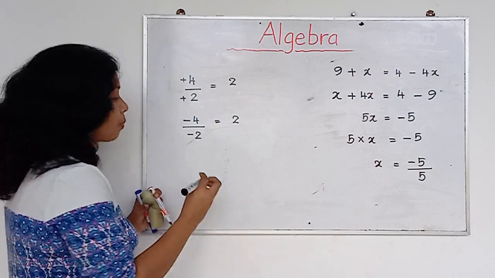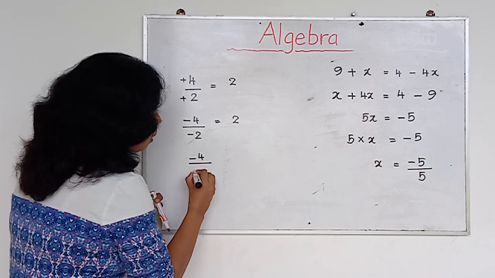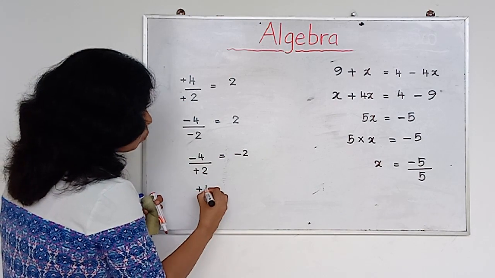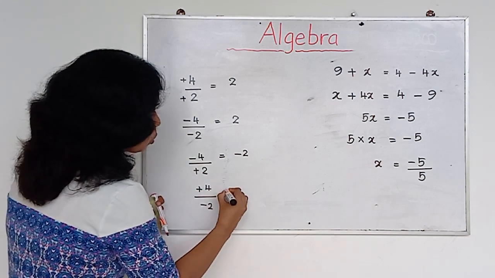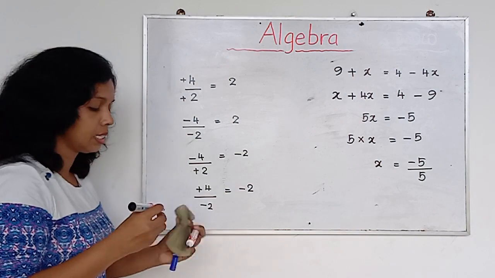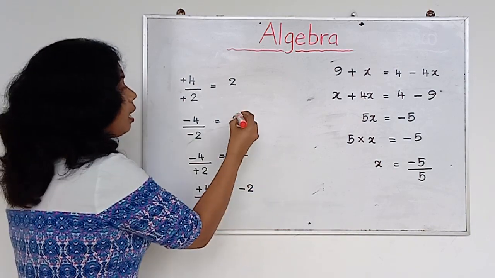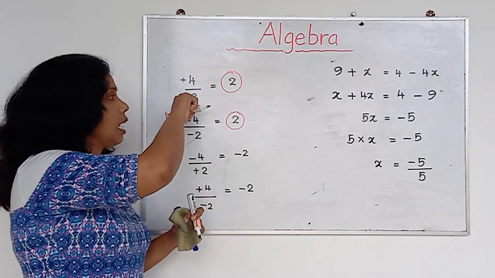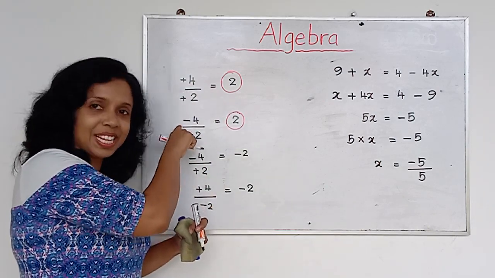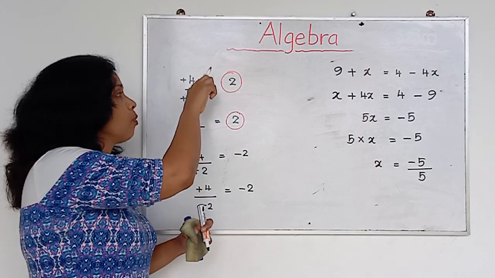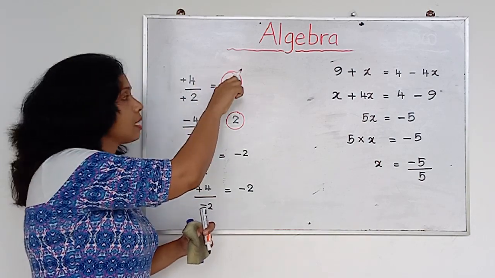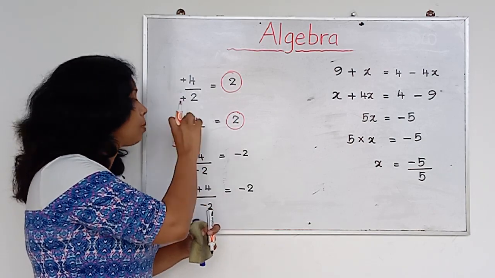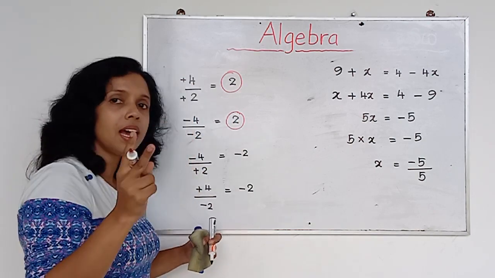Plus 2. Minus 4 divided by plus 2. Answer minus 2. Plus 4 divided by minus 2. Answer minus 2. What is that? Look at that. Here plus 2 plus 2. Have you got this? Same sign. Look at this. Same sign, right? 4 divided by 2, the answer is plus, because these two signs are similar.